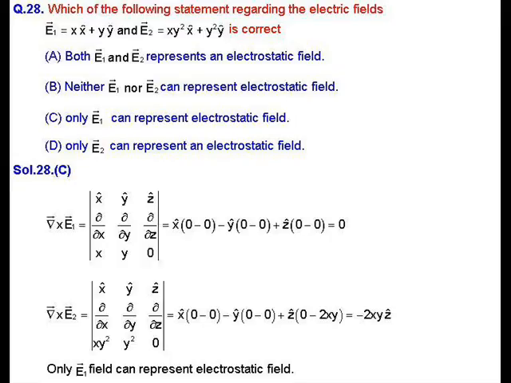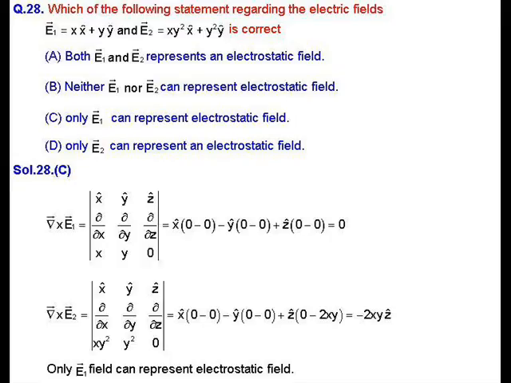Now if we apply the curl operation on electric field 1, that is x cap plus y cap, we will find that del cross E1 is equal to 0 x cap minus 0 y cap plus 0 z cap, which is finally equal to 0. So del cross E1 equals 0. That means the first electric field E1 is a valid electric field.